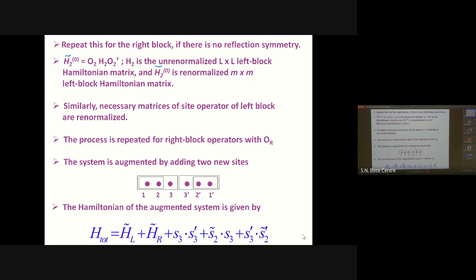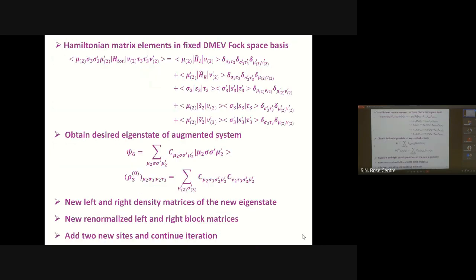Once you write it down, what you can do next is write the Hamiltonian matrix elements in the fixed density matrix eigenvector and Fock space basis. The basis is the density matrix eigenvector of the left, direct product with the Fock space state sigma prime of spin 3 prime, and then the density matrix eigenvector on the right. So you have the basis mu_2 sigma_3 prime mu_2 prime, and you want to find the matrix element with the general mu_2 tau_3 prime mu_2 prime.